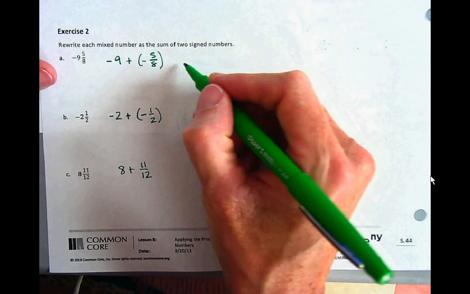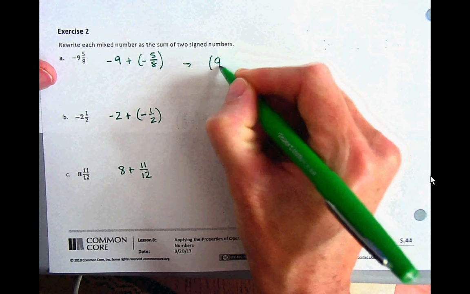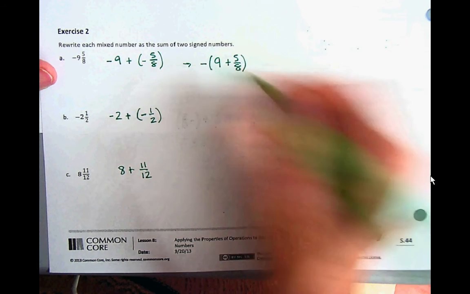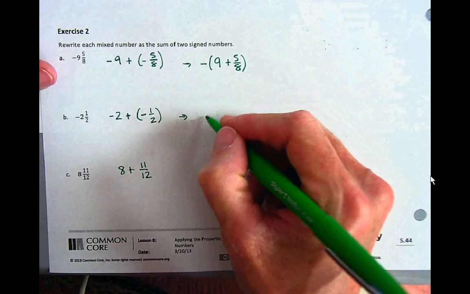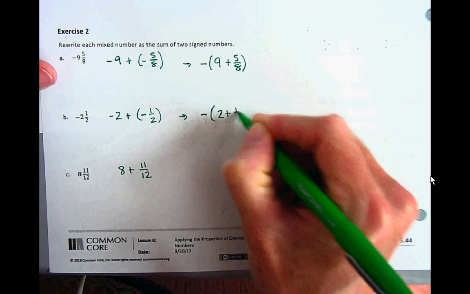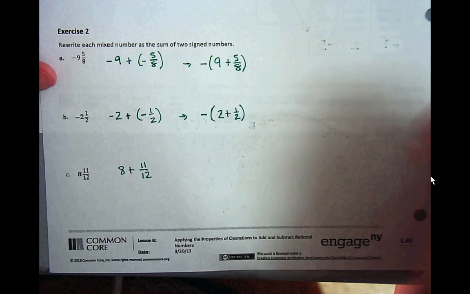Now again, you can also think of this as the opposite of 9 plus 5/8 and put the opposite on the other side of that. So this one over here would also be the opposite of 2 plus 1/2. So I can add these two together and then just take the opposite of it.